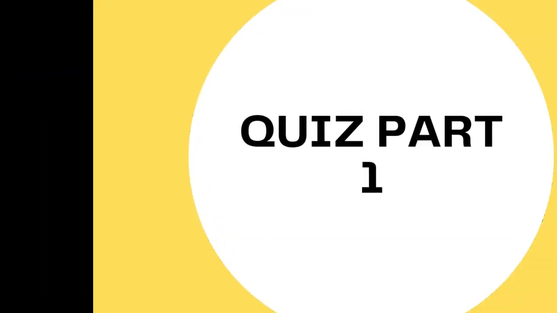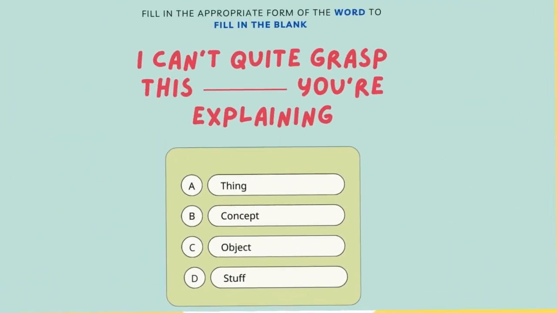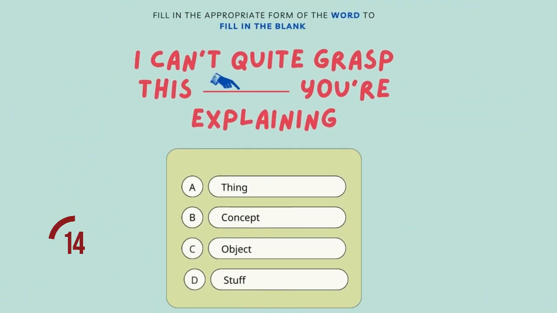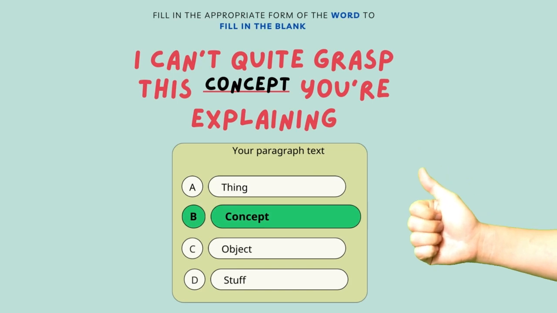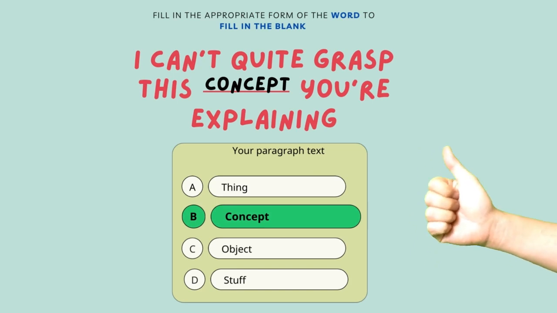Let's go into the quiz. Fill in the appropriate form of the word to fill in the blank. I can't quite grasp this. You're explaining, so which one is it? Well done, it is concept. We are going to be using concept and not the word thing.